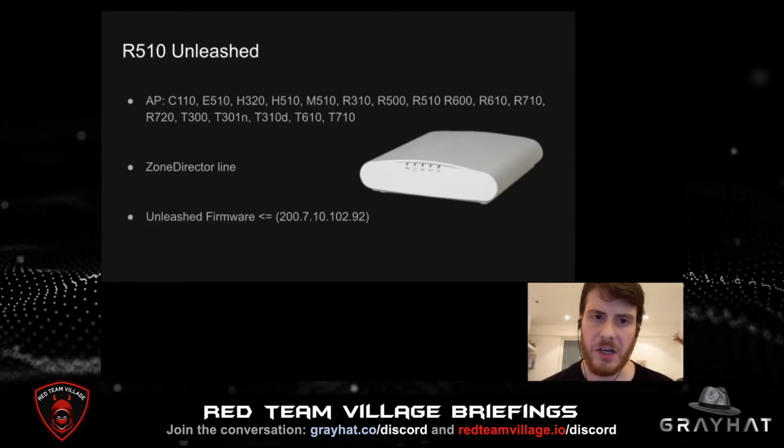So for this talk, I will be using RUCKUS R510 Unleashed. The Unleashed versions are access points that don't rely on Wi-Fi controllers. Moreover, all access points on the list we can see here share the same vulnerable codebase. I also noticed that some vulnerabilities work on Zone Director, which is their Wi-Fi controller.